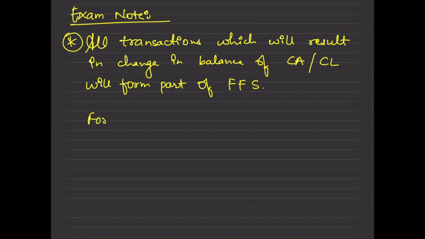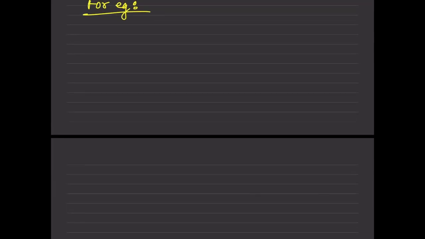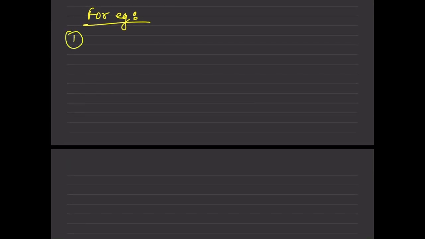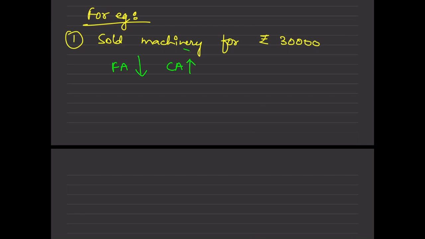For example, sold machinery for rupees 30,000. Okay, so if you have sold machinery for 30,000, what has been done? Your fixed assets is now reduced, but your current asset is increased. And because your current asset is increased, this will form part of your fund flow statement.